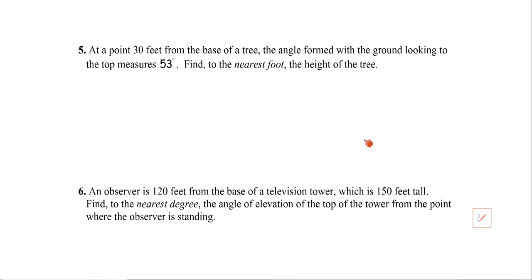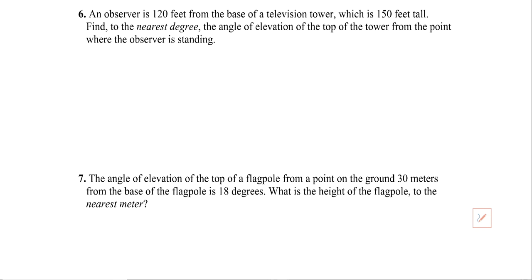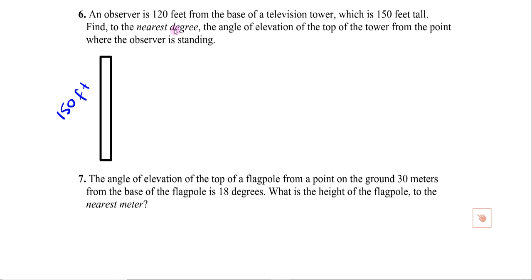Wait, this is 8 that we just set, the lighthouse? No, that was 4, 5, 6. Which one? 6. So an observer at the base of a television tower, which is 150 foot tall, finds the observer is 120 from the base. So if we have 120 foot, find to the nearest degree the angle of elevation of the top of the tower.